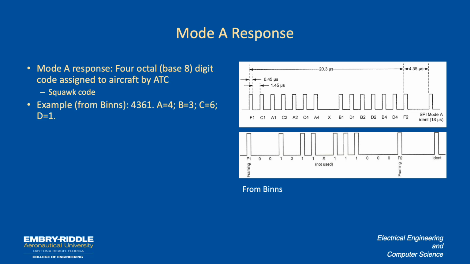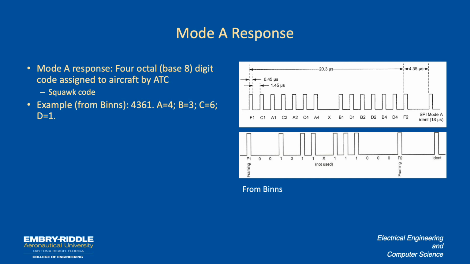You can already see a problem here. There are only 4,096 of these possible codes, and there are a lot more aircraft than that. So it soon became obvious that we needed something in addition to the 4-digit transponder.